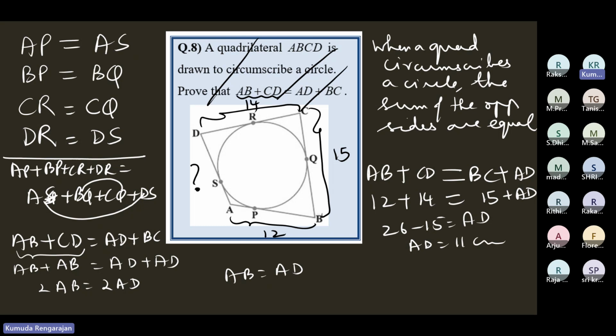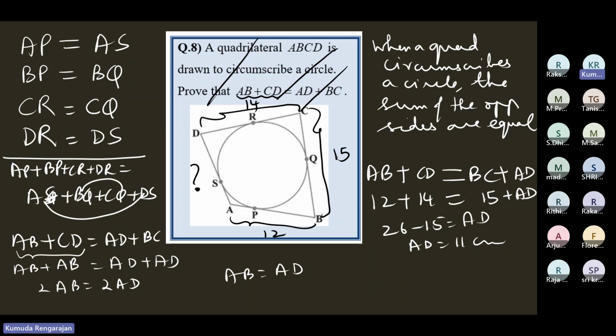Okay, first thing. From one answer, we have learned quite a few things. The first thing is how to get this result, AB plus CD is equal to AD plus BC. That one is by using the theorem: tangents from an external point of the circle are equal. Then I told you, remember the result, because you will be given any three sides of this quadrilateral, and you will have to find the fourth missing side using this result, MCQ.